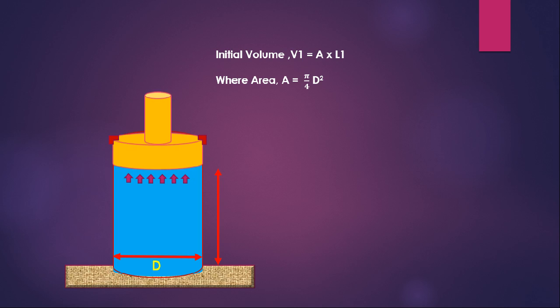This is simple mathematics. After expansion, the pressure is P2 because it will be much reduced, the volume is V2 and the temperature is T2. So the final volume I can write V2 equal to area into length L2 because the area remains the same.